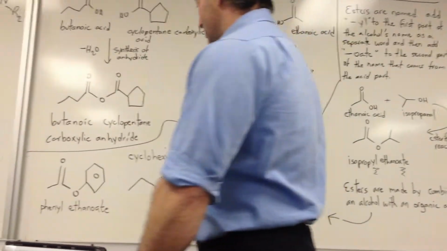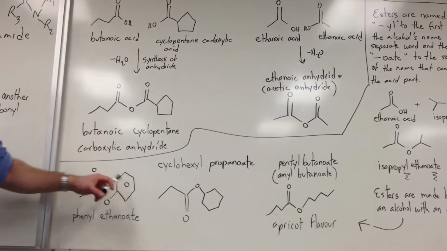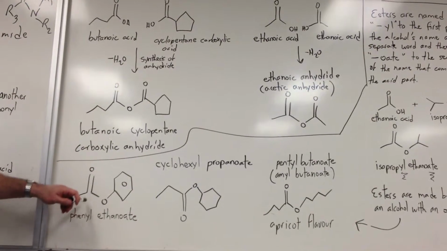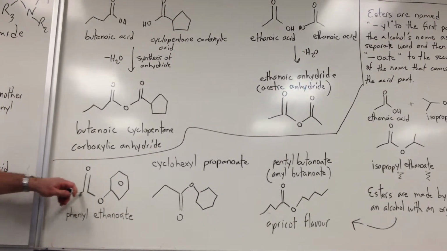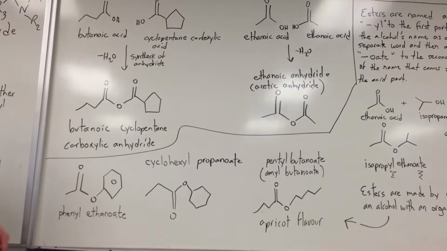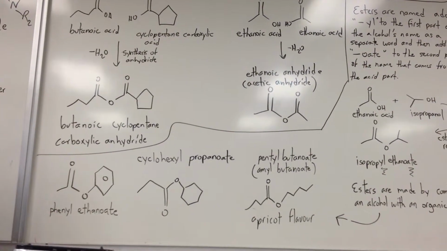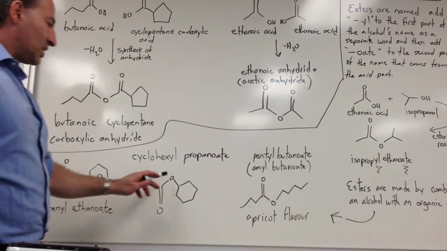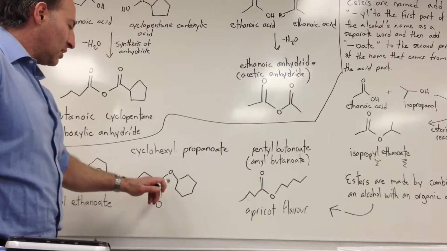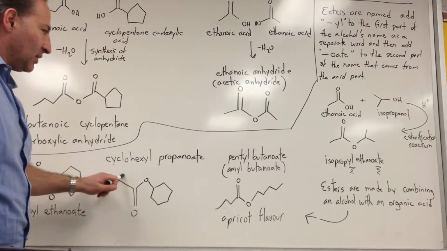Here are several examples of esters, and we've named them. Here we have phenyl. Remember, benzene ring with a pendant bond is called phenyl. Ethanoate, two carbons. It would be called ethanoic acid, but you would drop the OIC ending and put ethanoate. So phenyl ethanoate is the name of this molecule. This one is made from a cyclohexanol and propanoic acid, so you would call it cyclohexyl propanoate.